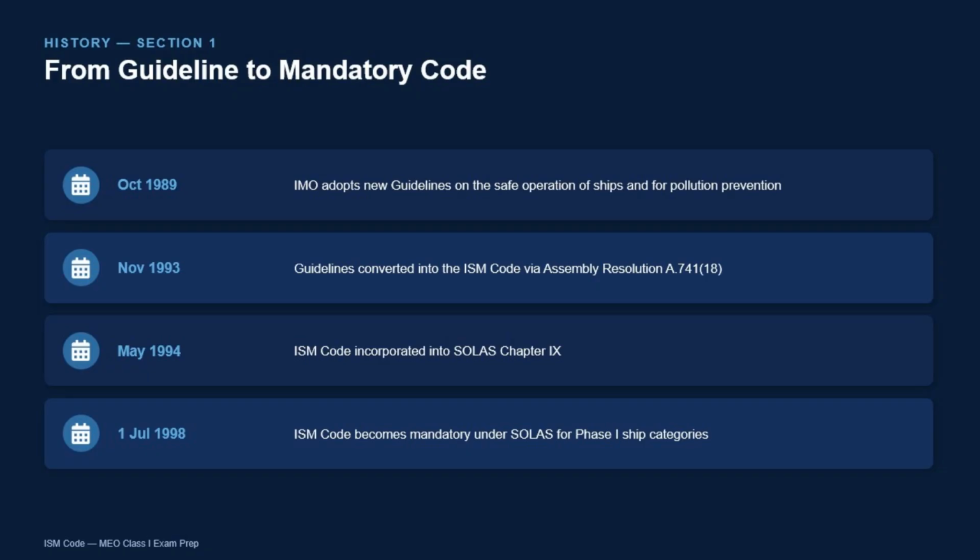Slide 5. From Guidelines to Mandatory Code. Following several accidents, the International Maritime Organization, or IMO, adopted guidelines for safe operation of ships and pollution prevention in October 1989. In November 1993, these guidelines were converted into the International Safety Management Code through Assembly Resolution A.741(18). In May 1994, the code was incorporated into SOLAS Chapter IX. Finally, on the 1st of July 1998, the ISM Code became mandatory for certain categories of ships. Thus, the ISM Code moved from being a recommendation to becoming an international legal requirement.